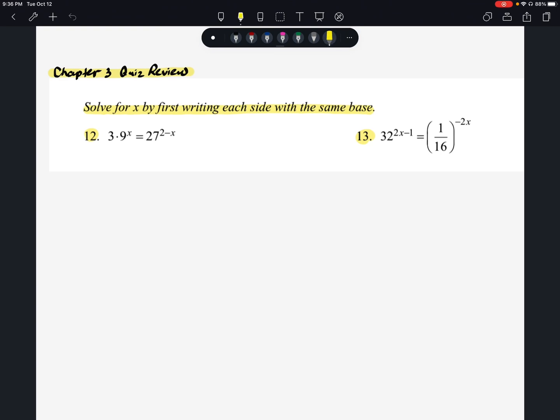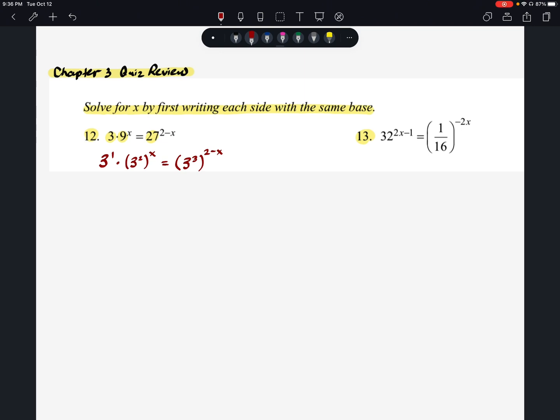2 minus x. When we look at it, right, we've got a 3, we've got a 9, and we've got a 27 as our bases. So all of those can be rewritten as base 3. Now, 3 is already 3 to the first power. 9 is the same thing as 3 squared, right? And then we'll keep that raised to the power of x. 27 is 3 to the third power, and we'll keep that raised to the power of 2 minus x.